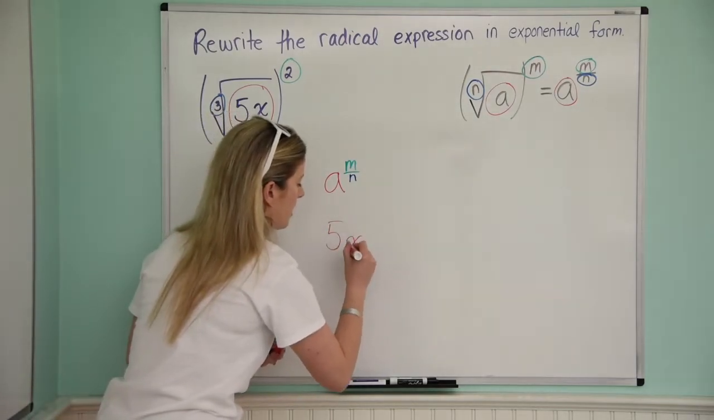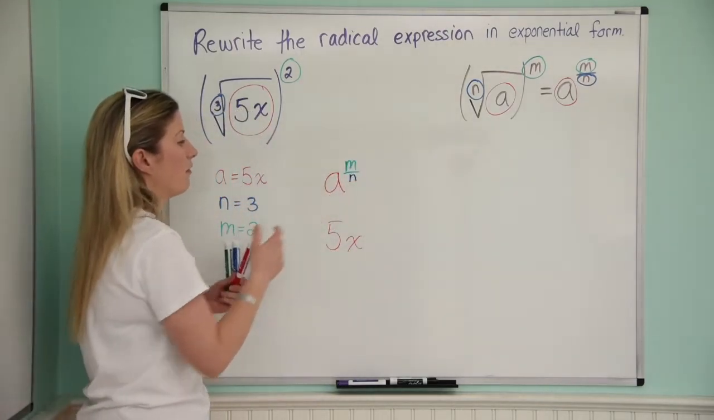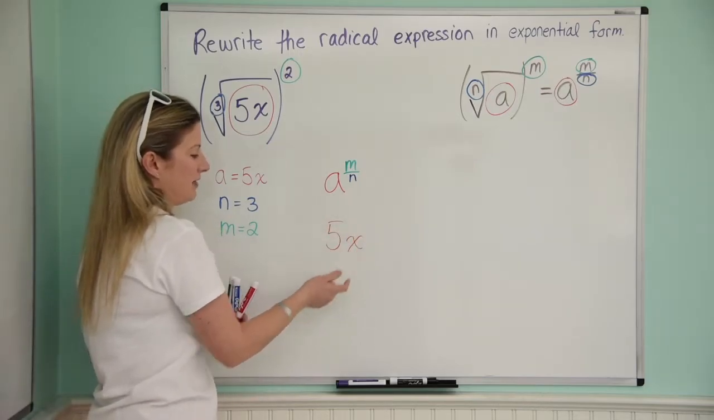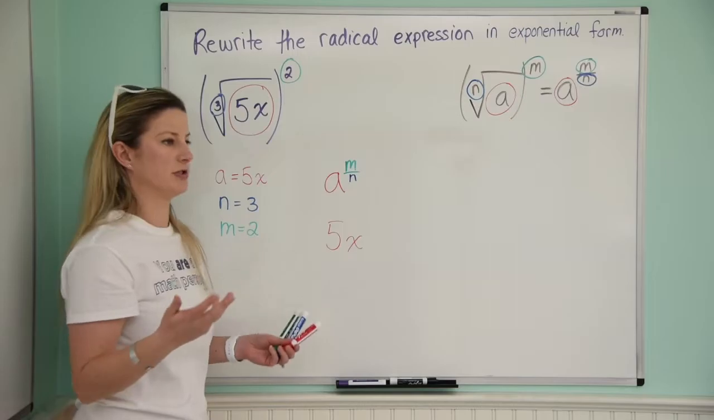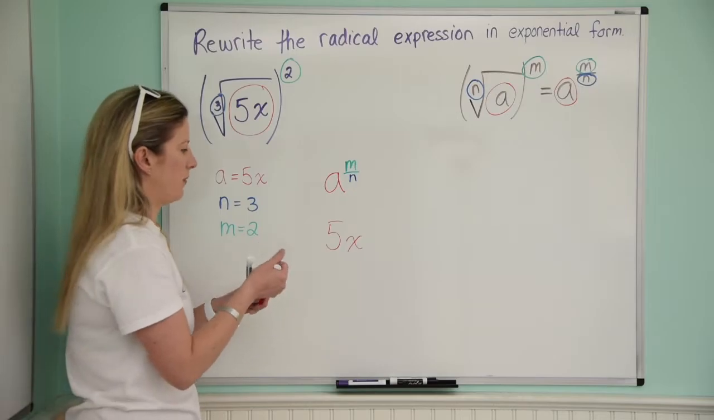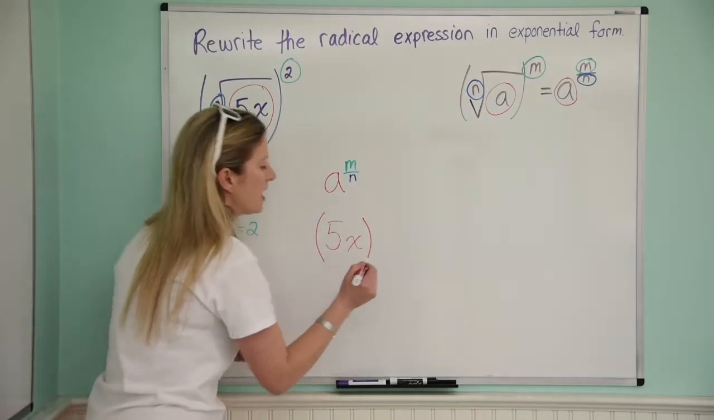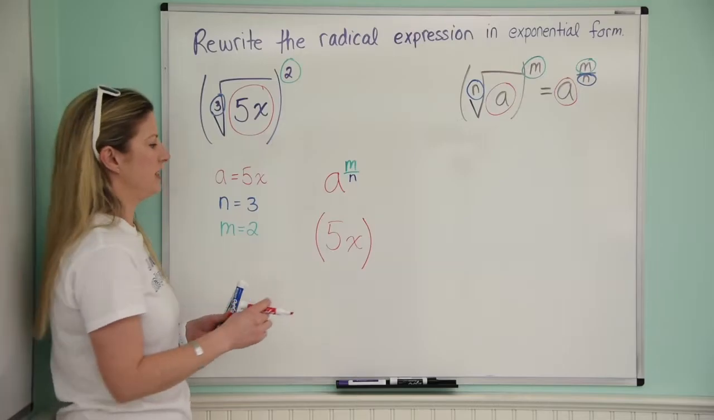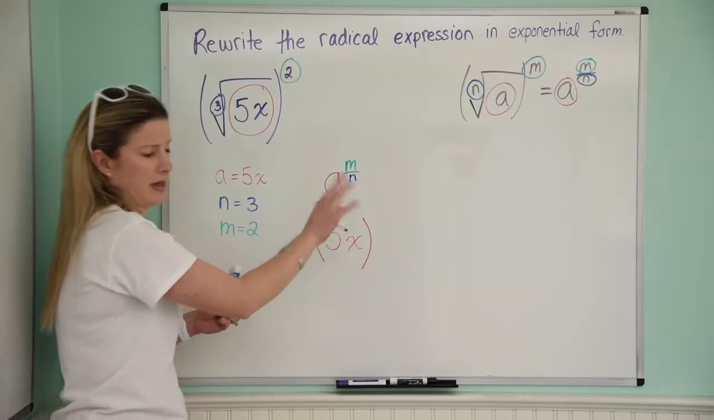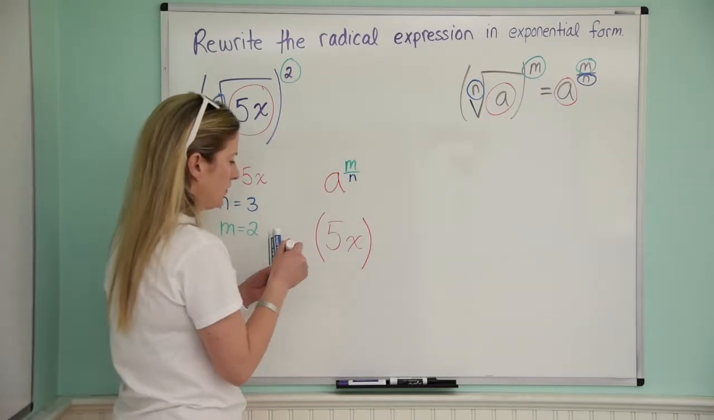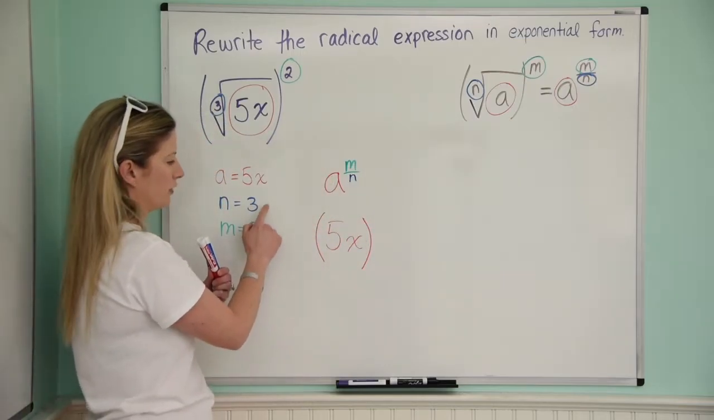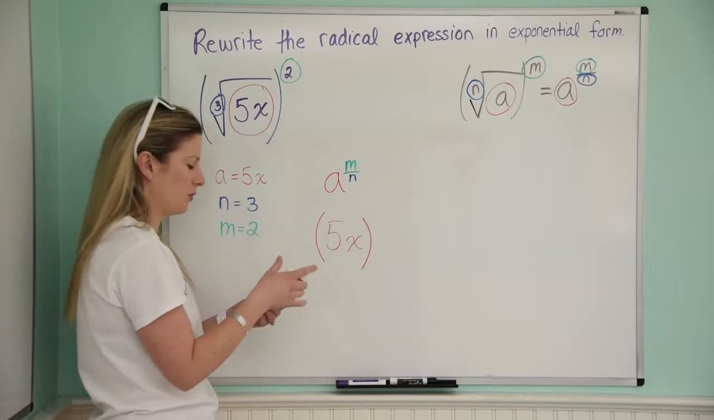Now, we are raising that to the M over N, and this is super important. If it's something like 5 times x, or it could be x plus 3, it could be anything under there, what you need to do is put parentheses around it. Because if you don't, this exponent will only be applied to the last part. So we need to put parentheses around it so that we're raising this whole thing to the 2 over 3, and not just x to the 2 over 3. I'll show you what I mean in a second.